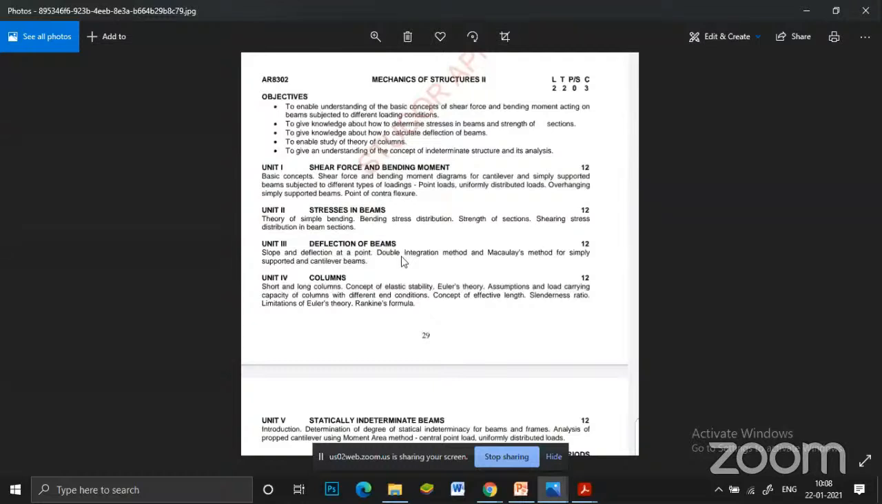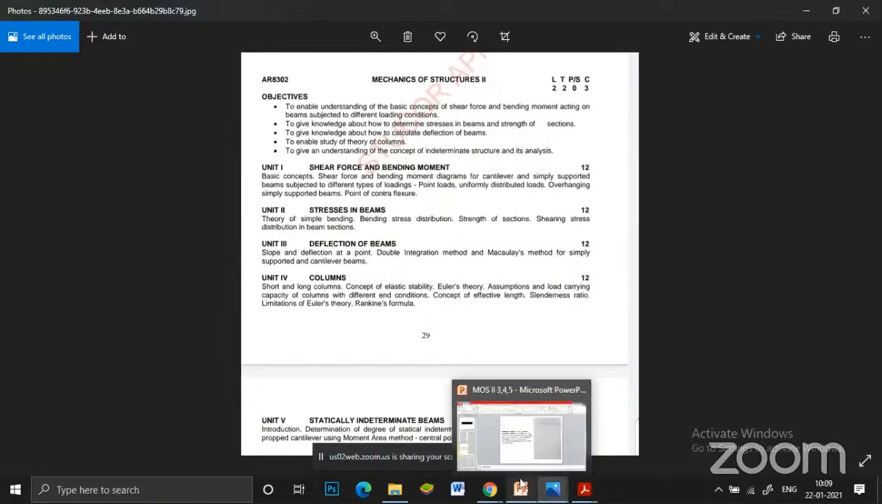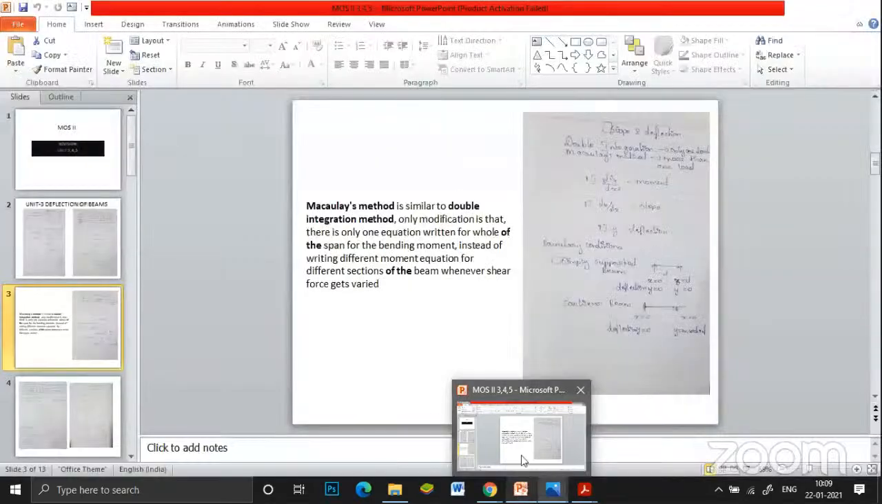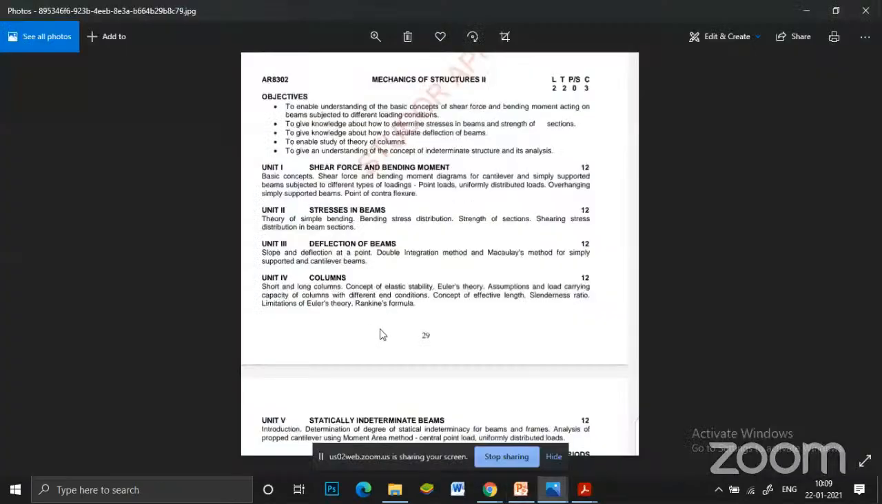First one is slope and deflection at a point. Then the double integration method and Macaulay's method for simply supported and cantilever beams. Then another one is the definitions for the double integration method and Macaulay's method. Here I will give you the short formulas to keep in mind, but I will send you the derivations and you have a glance through it. Okay.